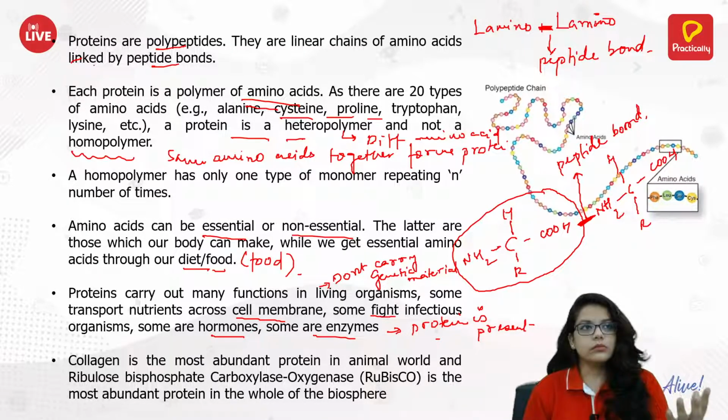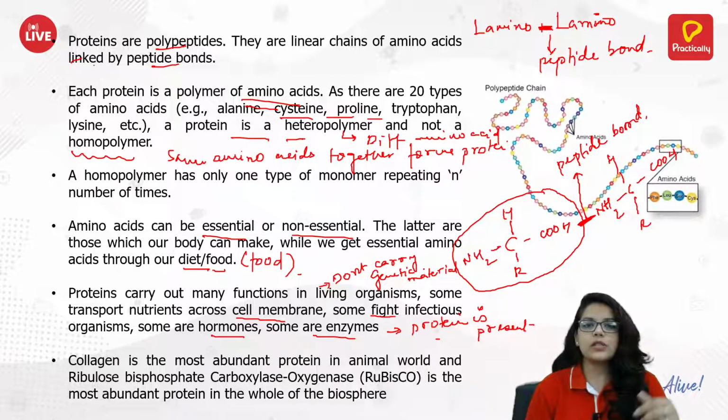Apart from that, everything, starting from helping in digestion of food to transporting things, transport of minerals, transport of hormones and transport of other molecules. In everything protein is there. A lot of life functions they do. Now, collagen is the most abundant protein in the animal world, and rubisco, ribulose bisphosphate carboxylase oxygenase, is the most abundant protein in the whole world. So the most abundant protein in the world is rubisco.